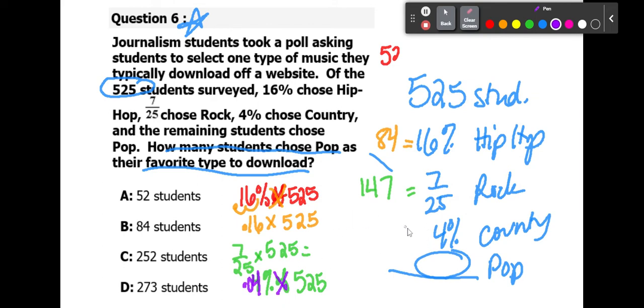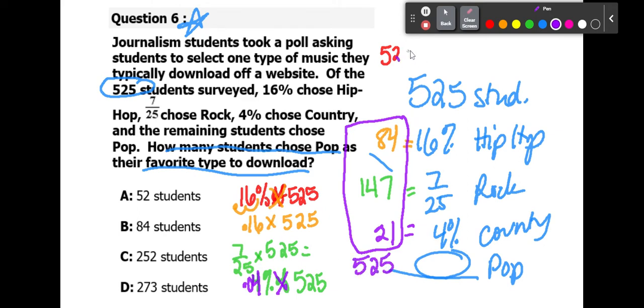That is 21. And if I add these three numbers up and subtract from the 525, that's going to give me my remaining number. So 147 plus 84 plus 21 is 252. And I'm going to subtract that 252 from this 525. Which is 273. I did not write that number down right here, right? What was it, 252? So when I subtract 252 from 525, that gives me 273 students that like pop.